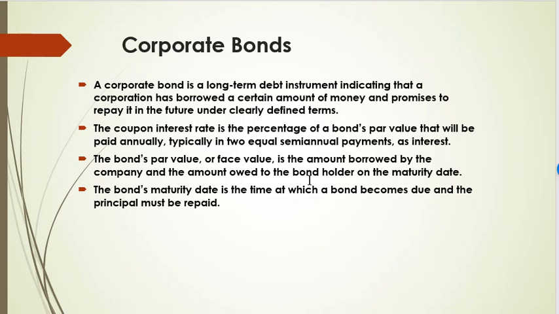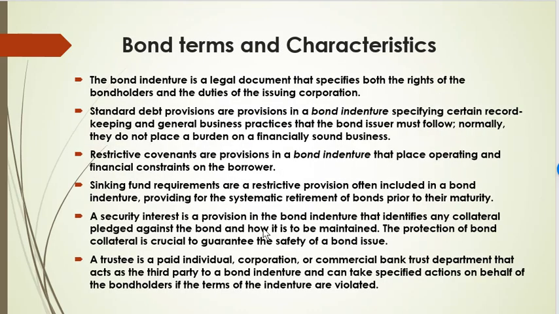Now, typically, this is $1,000. And a bond's maturity, of course, is when the loan comes due. Now, bonds are a little bit different in that the bond only pays interest until maturity.